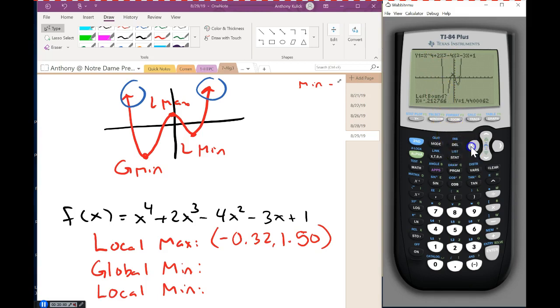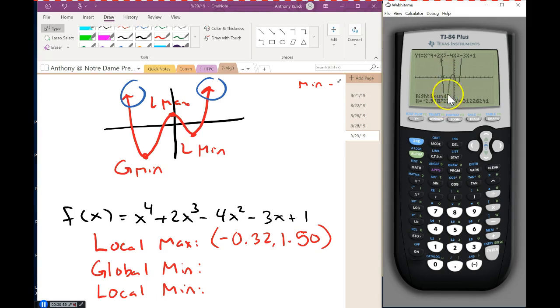So I'm just going to move my cursor over there. I'm just going to press the left arrow. See my cursor moving along. And I'm just going to keep pressing the left button. There, I see it. That's a fine spot. I'll press enter here. It now changes and asks for a right bound.